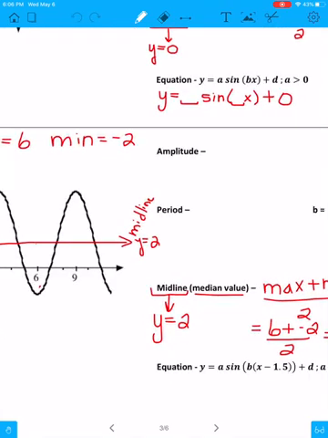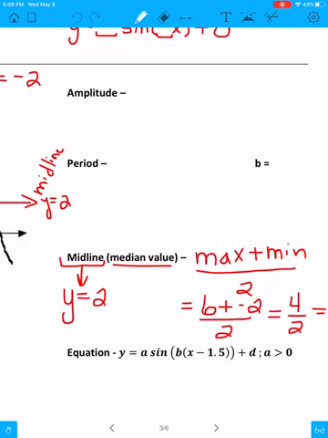So my midline in this one is 2, or my median value is 2. So in this equation, I'm going to get y equals a sine b, bracket, x minus 1.5, bracket, bracket, and then my d is 2. So I get a plus 2 at the back. And we're going to go through and fill in all of our d's.